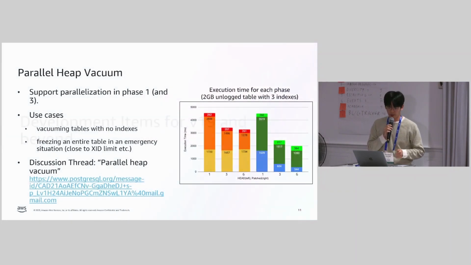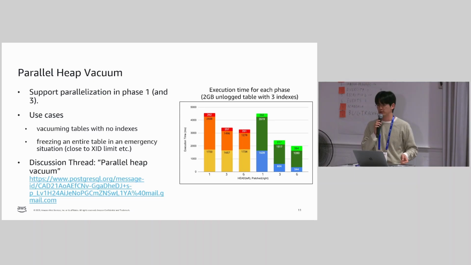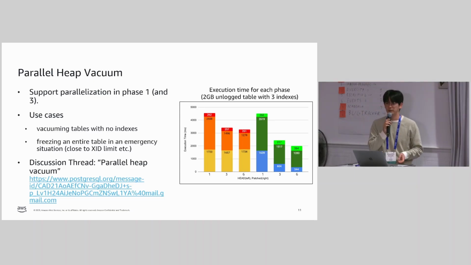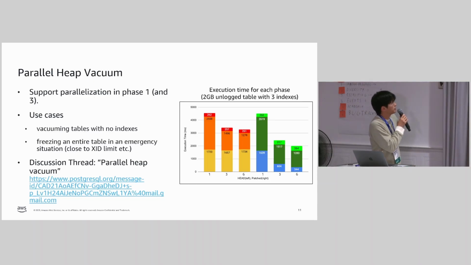So the first one is parallel vacuum. I mean, we already support the parallel vacuum, but it's only for phase 2. But the idea here is to support more parallelization in phase 1 and possibly phase 3. There are some possible promising use cases.